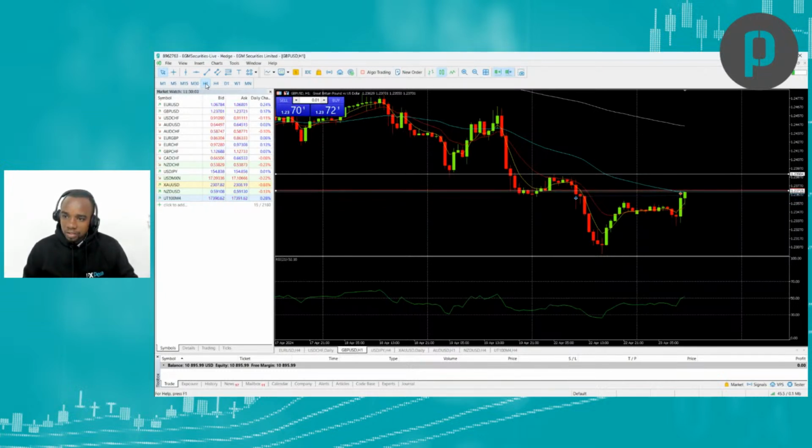We can see GBP USD has spiked. That one, it's going. So we expect GBP USD to probably hit 23.90.